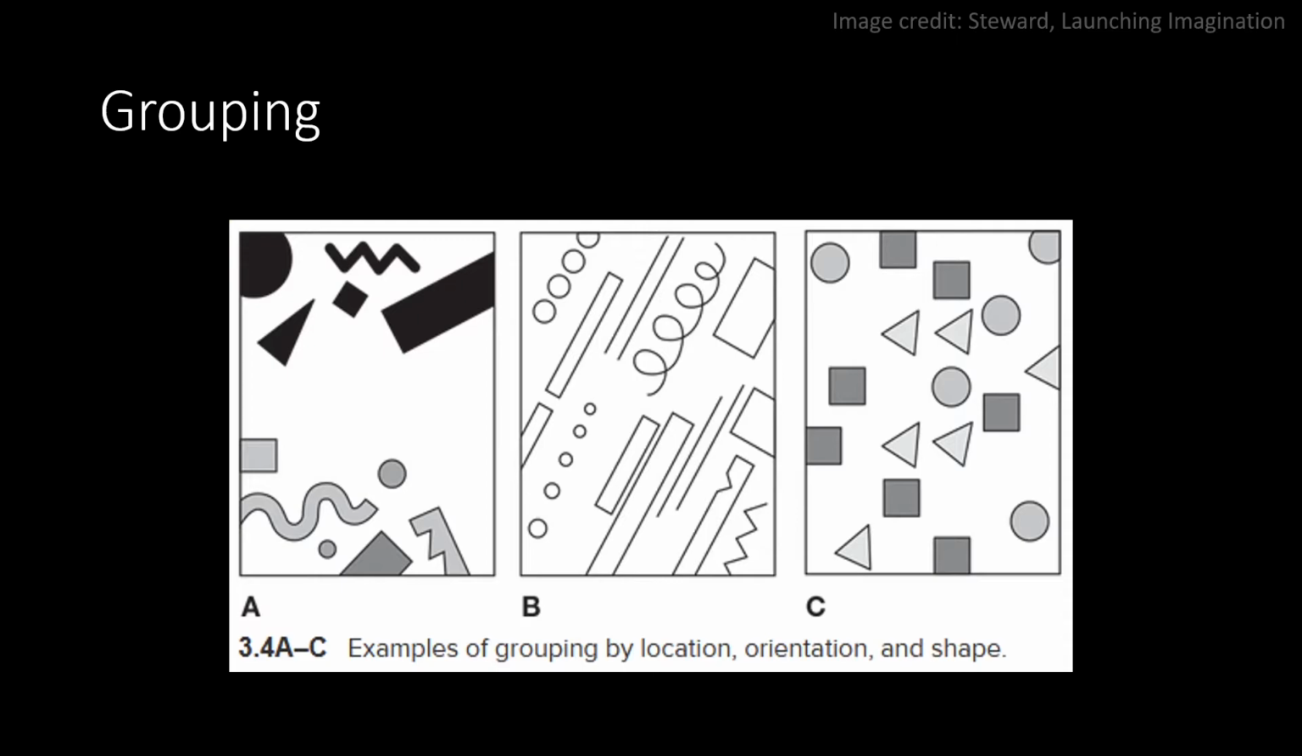So for example, image A on the left forms 2 distinct groups through location, so it is separated into top and bottom, and despite the fact that these are different shapes of elements, we still visually and mentally group these into 2 groups. And in image B, the diagonal orientation of these elements creates cohesion of different shapes. And in image C, they are grouped by shape, triangles, circles, and squares, even though they're scattered everywhere.